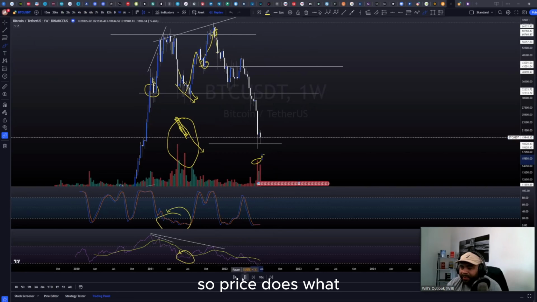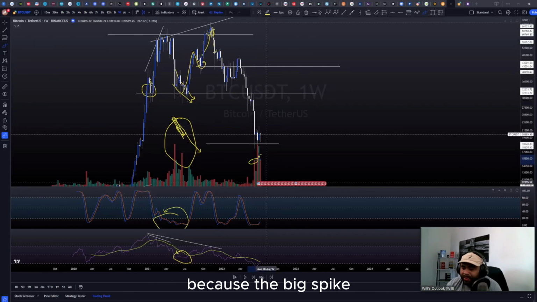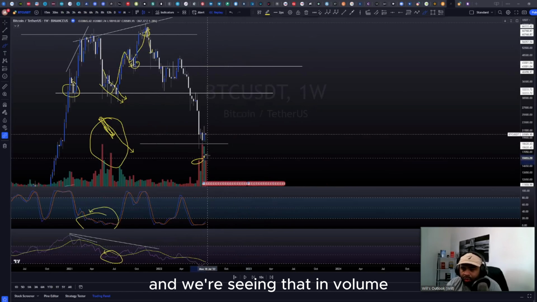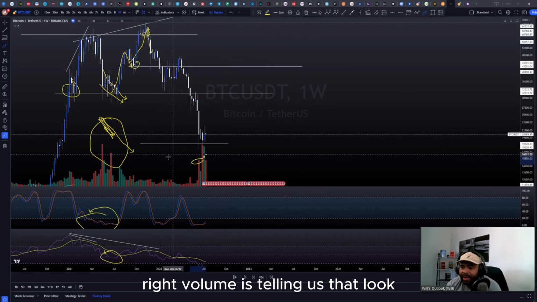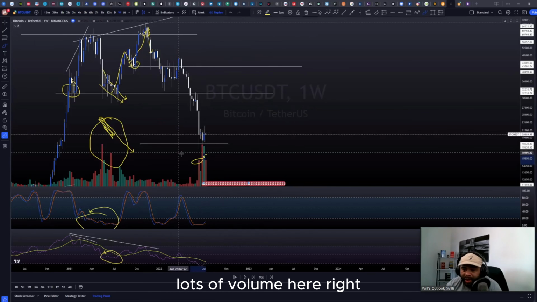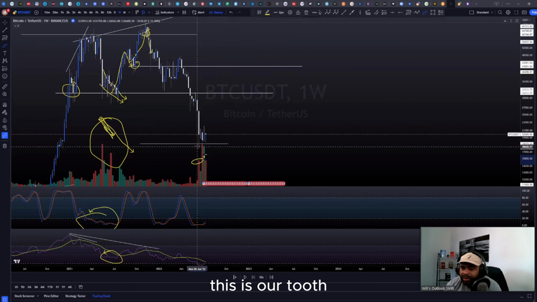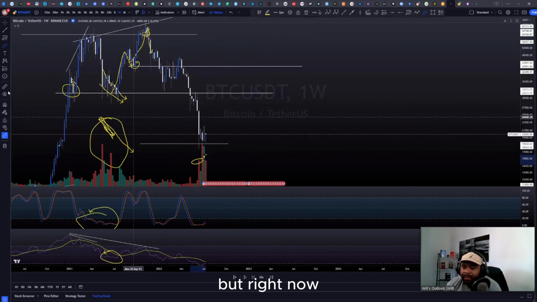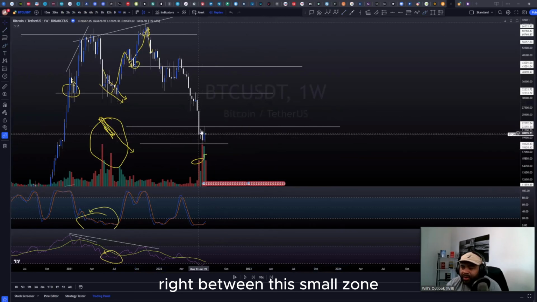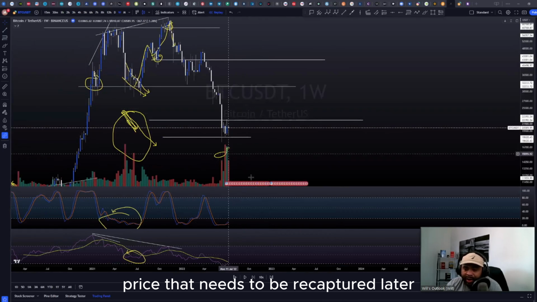So price does what? It consolidates, right? Because the big spike, that's a consolidation zone, and we're seeing that in volume. Volume is telling us that. Look, no volume here, lots of volume here. So we're catching a move here. We're catching a bid. These are our 2 price zones. But right now, price remains stuck here between this small zone. So this price is basically price that needs to be recaptured later.